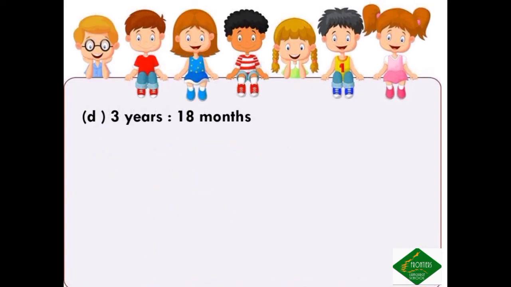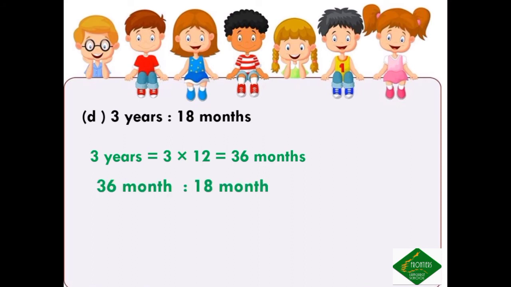Letter D, 3 years to 18 months. We have different units, year and month. So I convert years to months. 1 year equals how many months? 1 year equals 12 months. So I will convert 3 years to months. 3 years equals 3 multiplied by 12, which equals 36 months.